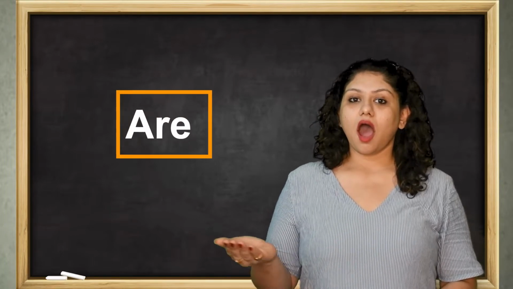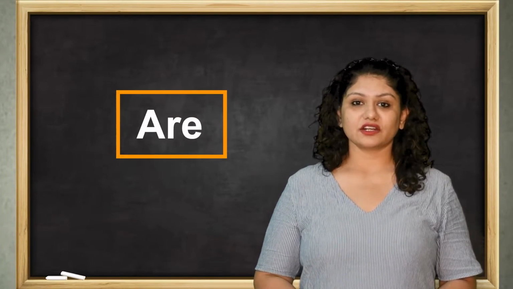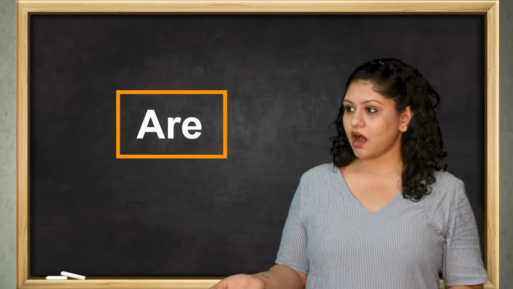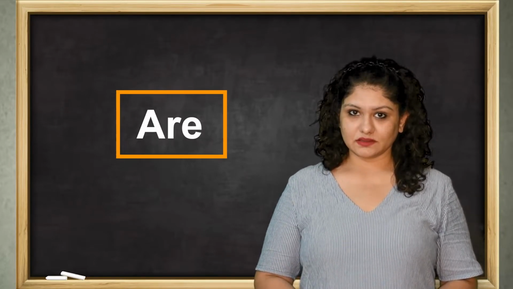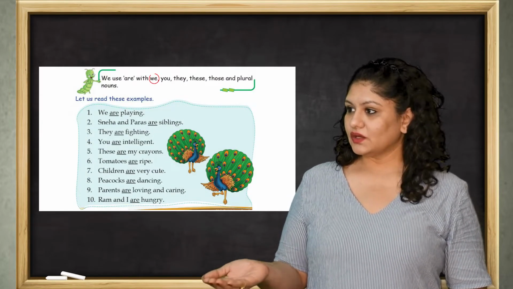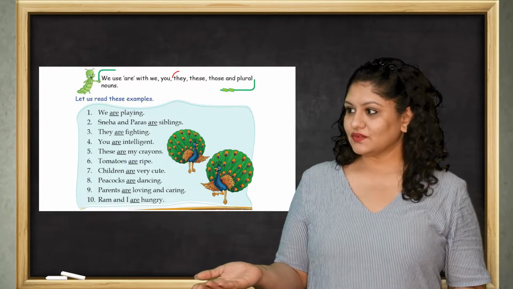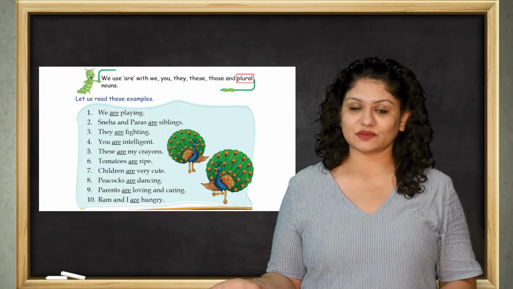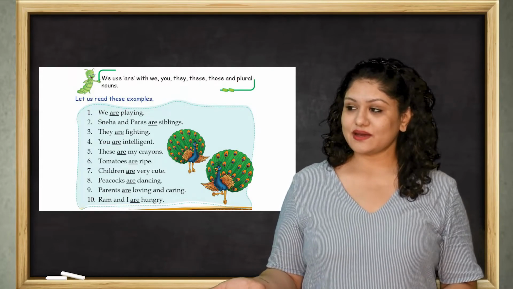The third helping verb we are talking about today is the word are. A-R-E. Are. So, the word are is used with, let's look at your book. It is used with we, you, they, these, those, and all plural nouns. Let's look at an example.